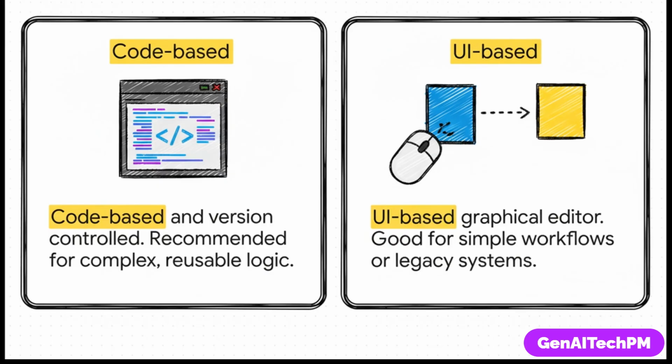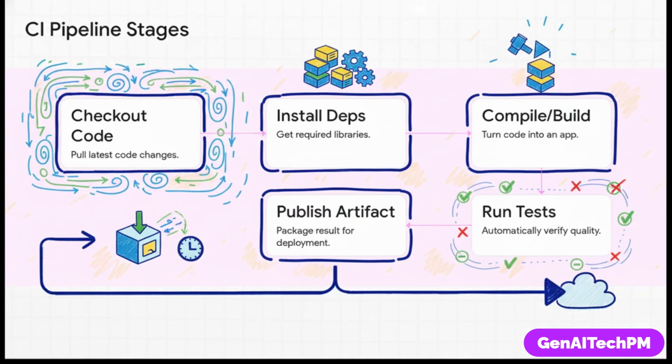But the modern recommended way to go is YAML. This means your entire pipeline is defined in a text file. It's literally code. And because it's code, it lives right next to your application. You can version control it, and you can reuse it. It's incredibly powerful.